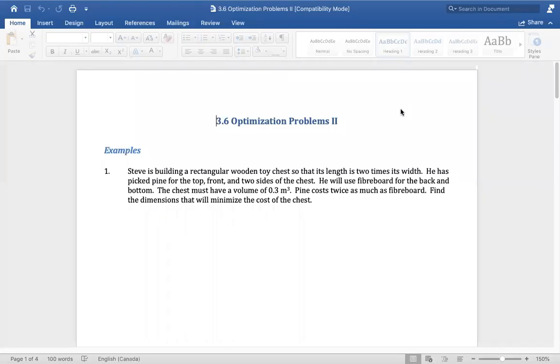Okay, so for our last lesson of Unit 3, we're looking at more optimization problems, part 2. So just to get you some more practice with that. And we have 2 examples that we'll do today before you try some homework from the worksheet. So let's look at the first one here.